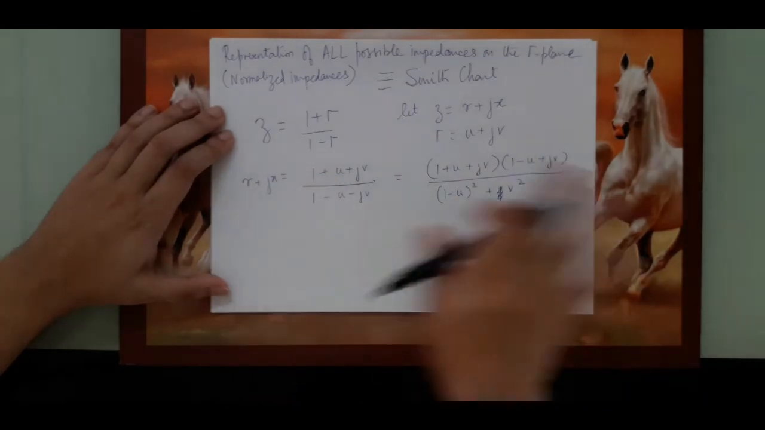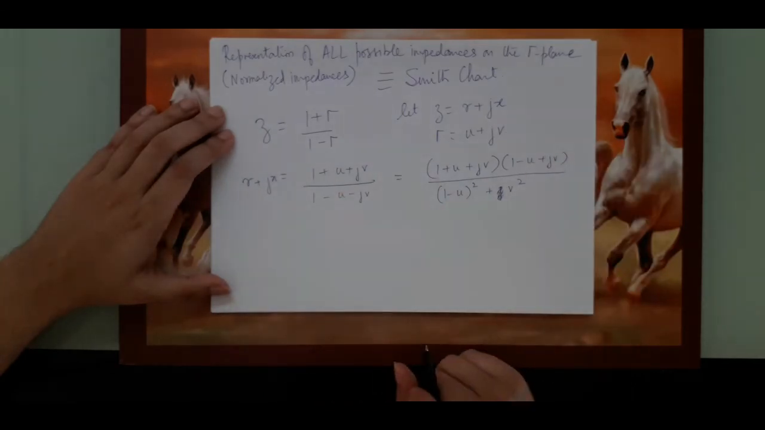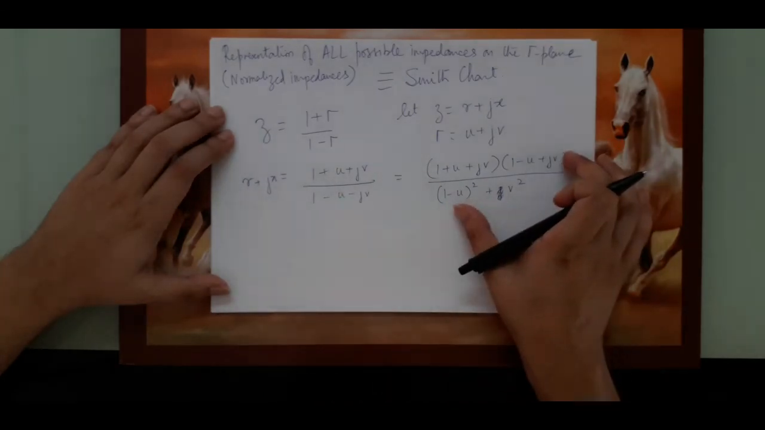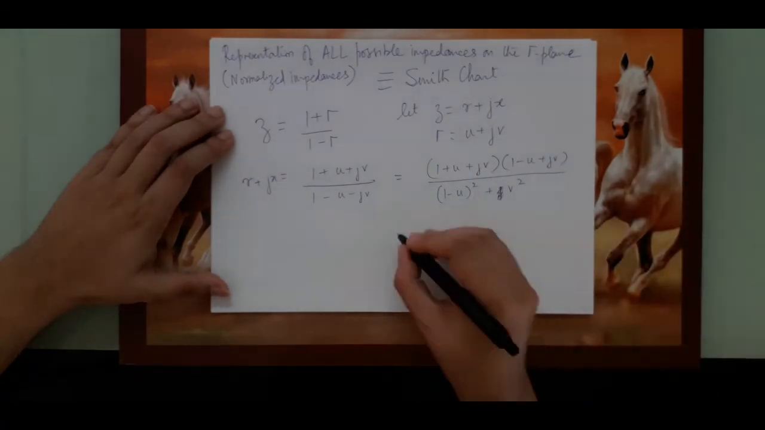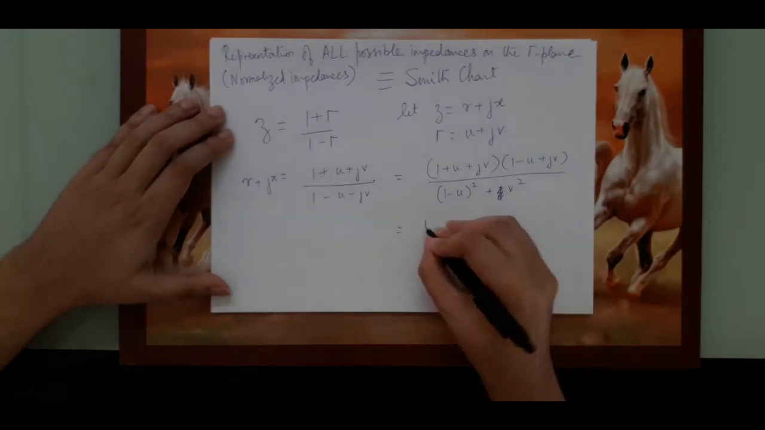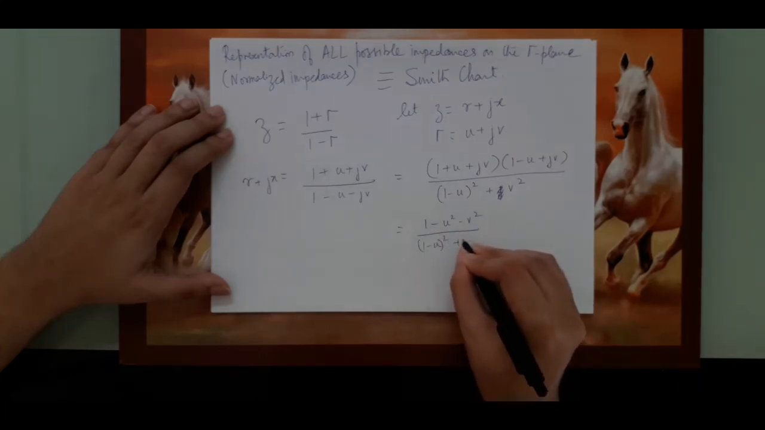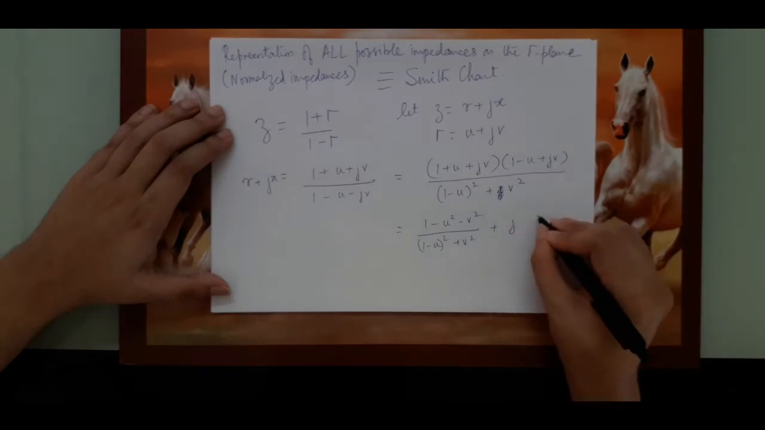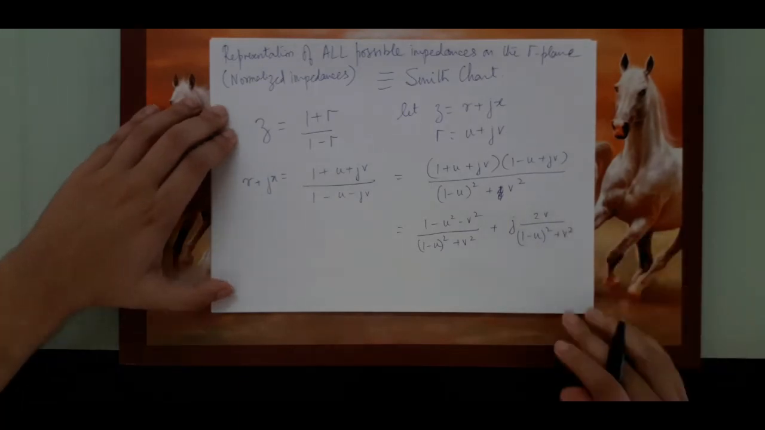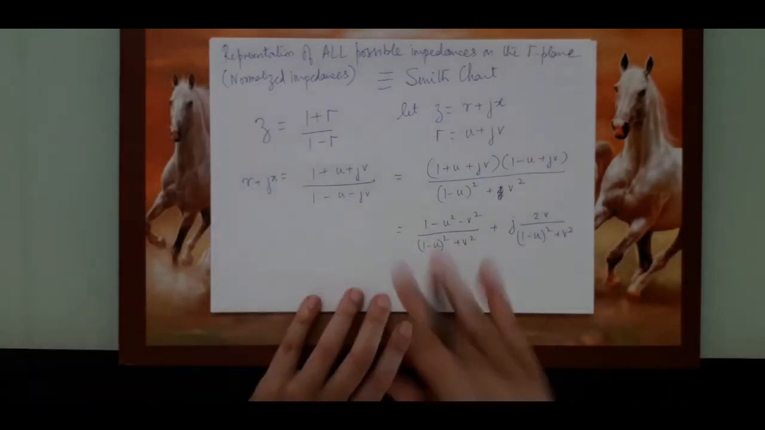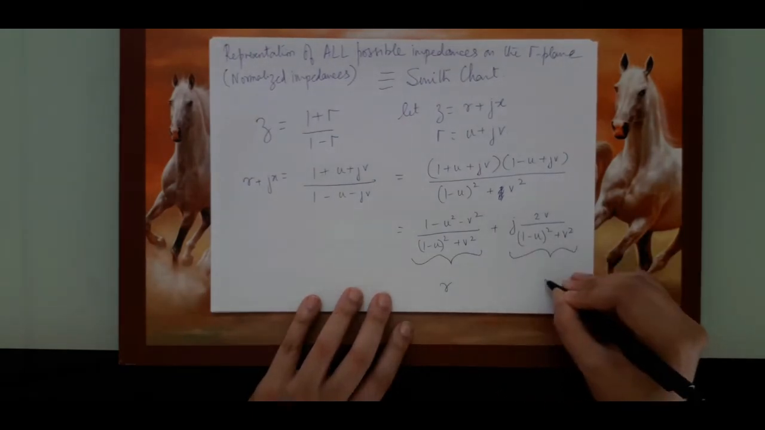So now you have a Cartesian term on the left hand side. Therefore I can also split this term into a real part and an imaginary part. If you do that, you will get something like this. So if I equate the real and imaginary parts, this corresponds to r and this corresponds to jx.